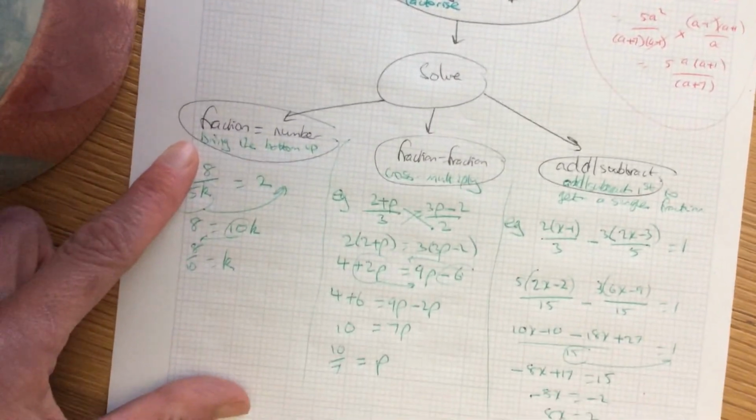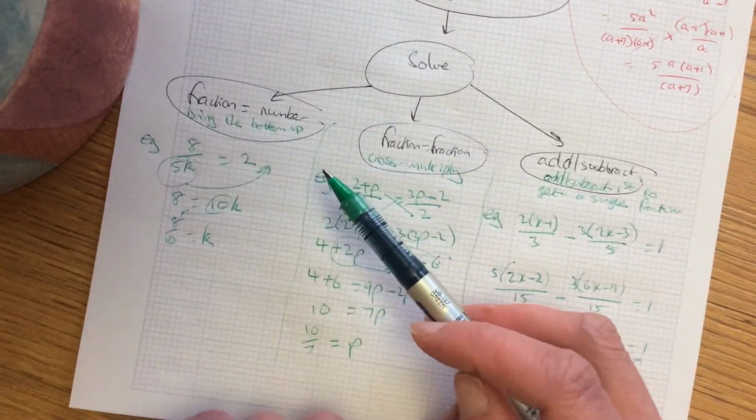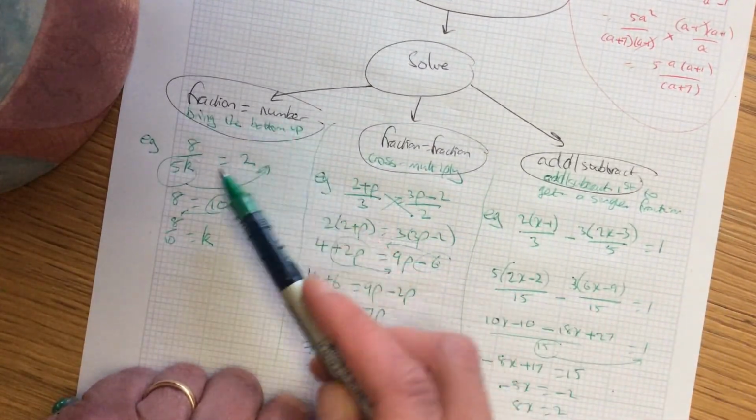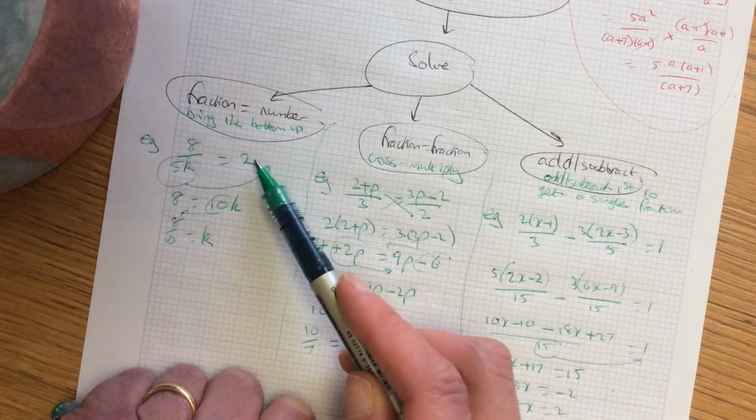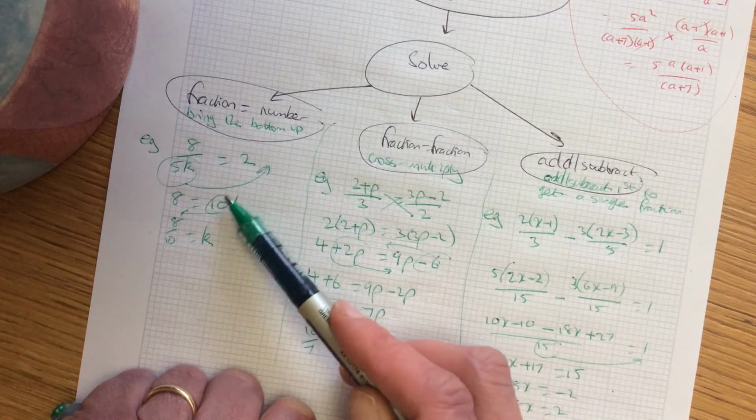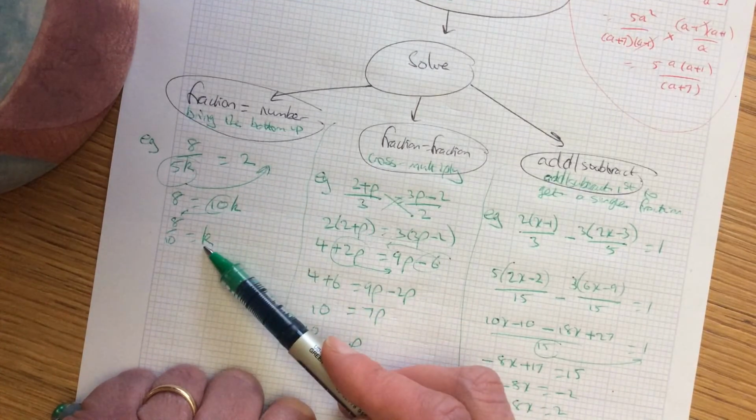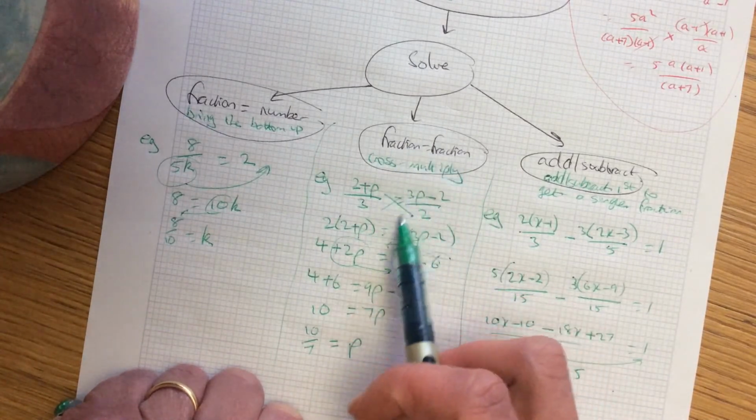The other thing they can ask you in algebraic fractions is to solve. And you've got three types really. You have a fraction equals a number, and that's bring the bottom up. So if you look here, I've got a fraction equals a number. Just bring this bottom up so it becomes multiplying, giving you 10k, and bring that over so it becomes a division. That's it, done.